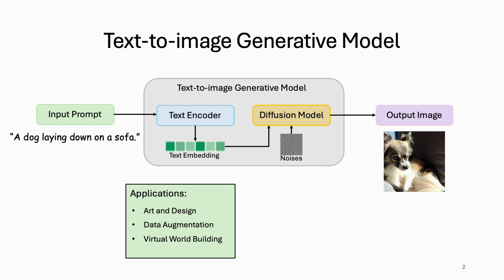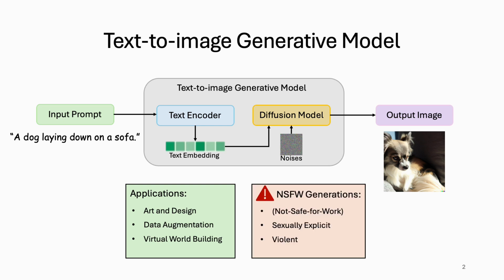Text-to-image generative models can be applied to many scenarios, for example, art and design, data augmentation, and virtual world building. However, someone may abuse them for NSFW generations, which is not safe for work generation, for example, sexually explicit content or violent content.